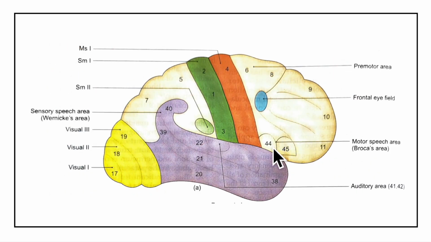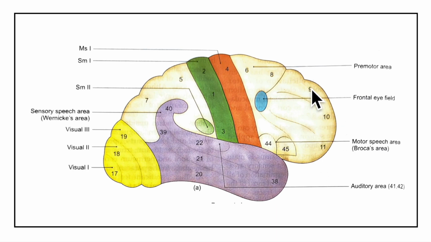Next, let's learn about the motor speech area of Broca, that is area number 44 and 45. It is located in the opercular and triangular portions of the inferior frontal gyrus, that is pars opercularis and pars triangularis. It occupies areas 44 and 45 of Brodmann, and it is present on the left hemisphere in 98% of right-handed persons. For example, if you are a right-handed person, your Broca speech area will be present on the left hemisphere.